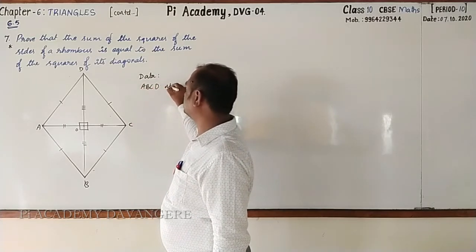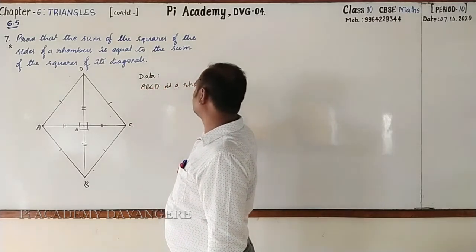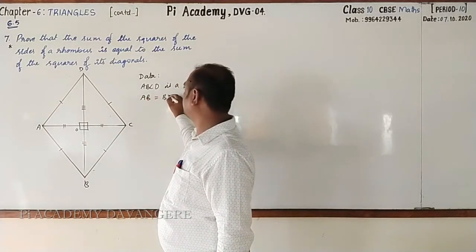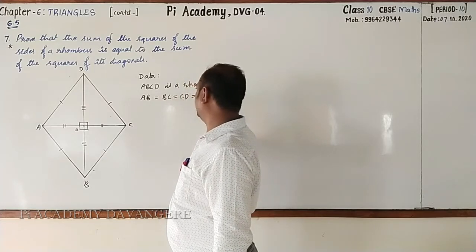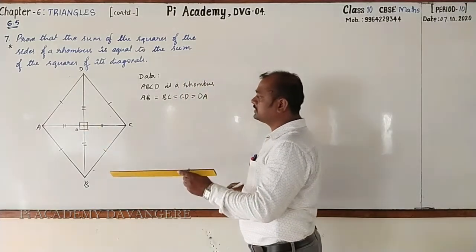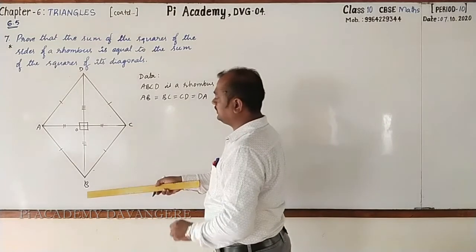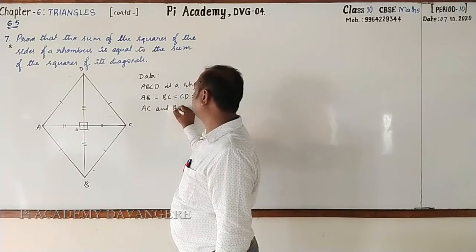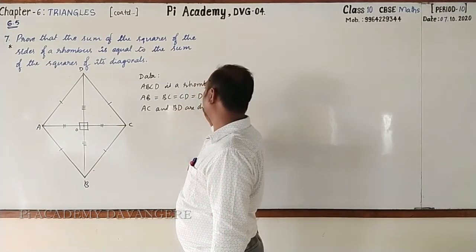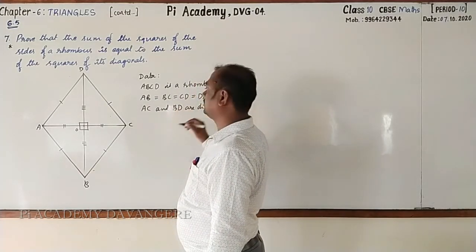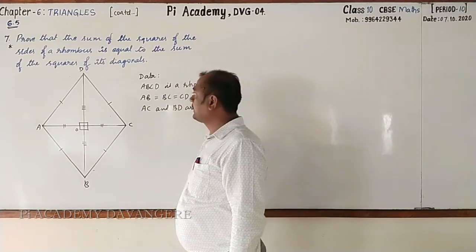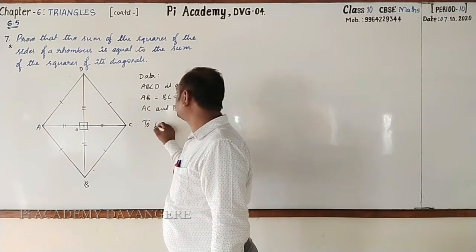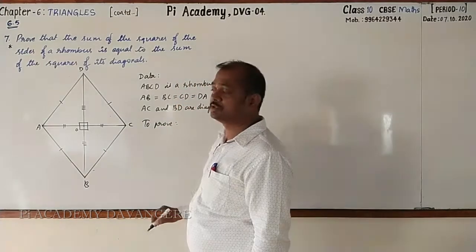ABCD is a rhombus. Therefore, AB equal to BC equal to CD equal to DA. Then what are the diagonals? AC and BD are diagonals. Got it? Next, with this information, we are going to prove something.